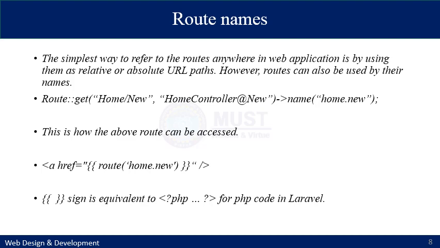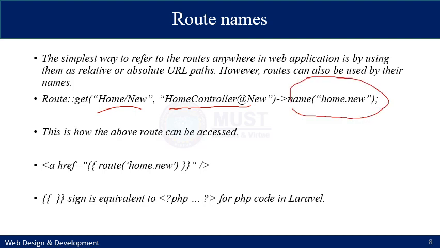So to access the URL routes in your views, you want to name the routes. The simplest way to refer to the routes anywhere in the application is by using the relative or absolute URL path. However, routes can also be used by their names. So this example shows how you can name a route. For example, you have a route called home slash new, and it is accessed by the home controller new method, and it is named as home dot new.